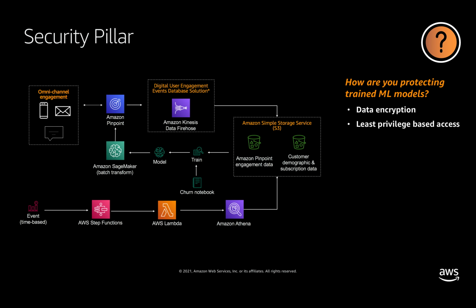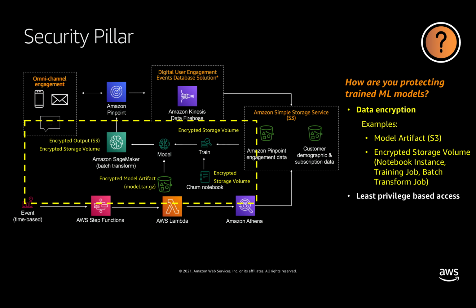So for this use case, let's take a look at a few recommendations from the lens to apply, including data encryption and least privilege-based access. For data encryption, we look at the data that should be encrypted in transit as well as at rest to protect our trained models. For our data in transit, requests to the SageMaker API and console are all automatically made over a secure SSL connection.